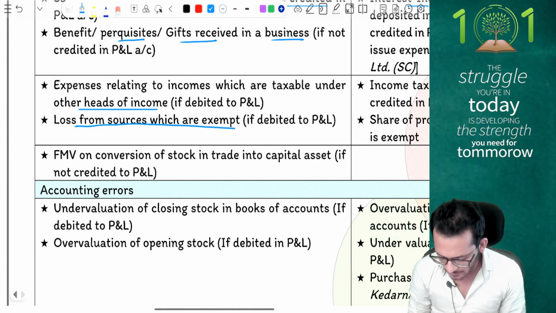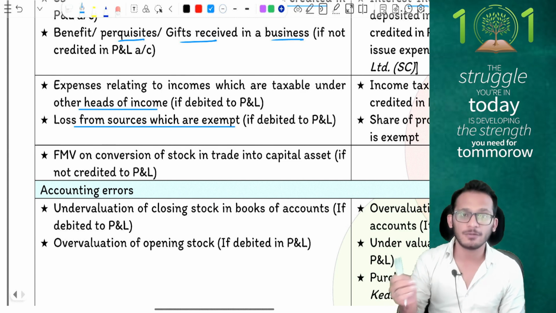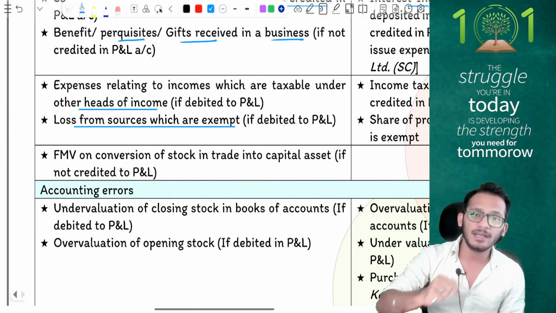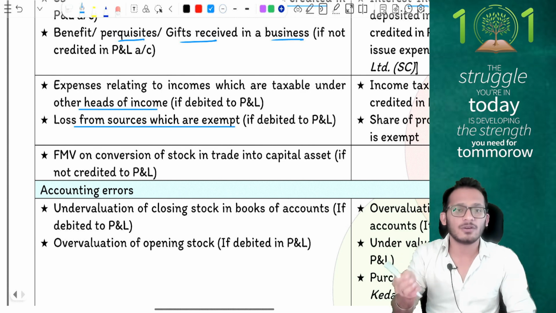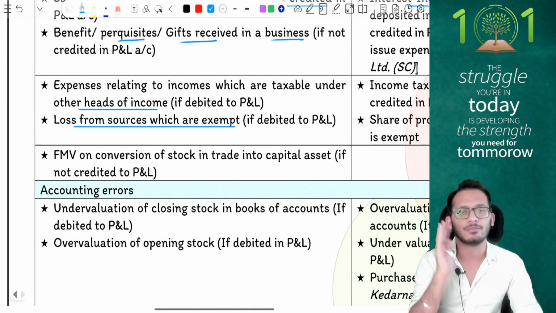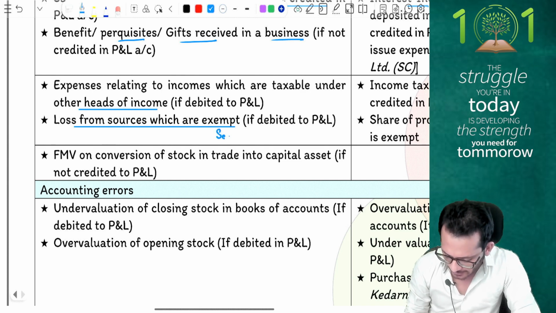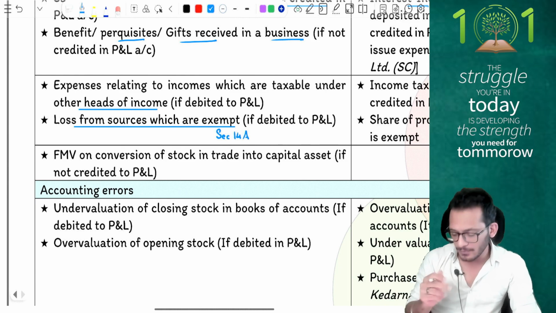And then comes loss from sources which are exempt. People, if the share of profit from a partnership firm is exempt, the share of losses is also exempt. So if the P&L has anything called a share of losses or any other item which is exempt from taxes, I cannot claim it as a deduction. If it is already there in my P&L, it is reducing my net profit. Can I allow that? No. And therefore that will get disallowed. This is part of section 14A. Are we clear? Yes, great.